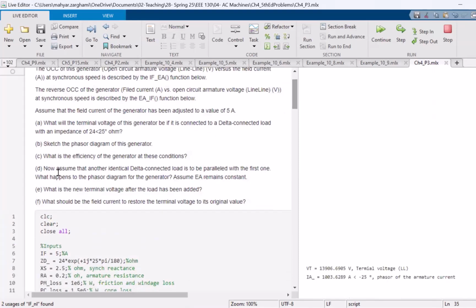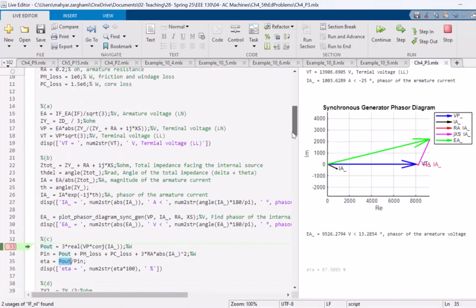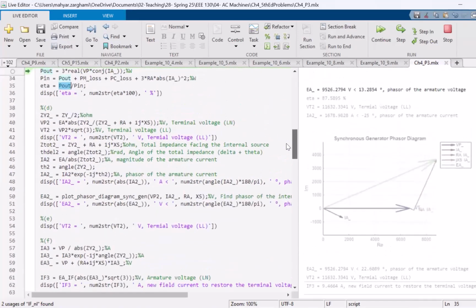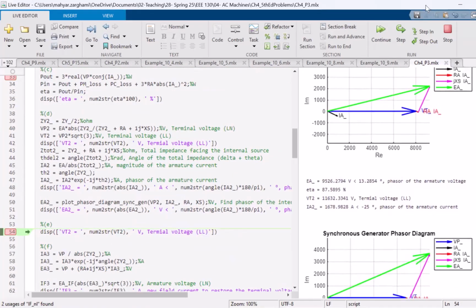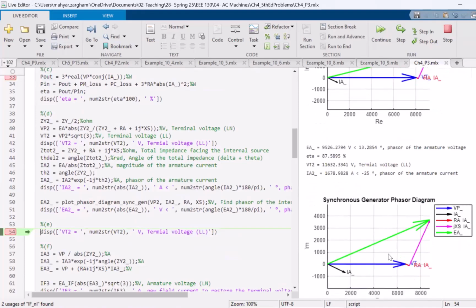Now in part D, it's assuming that another identical delta-connected load is paralleled with the first one. What happens to the phasor diagram? So we just recalculate everything using the new load value. And I've been doing that in here. So this is the first phasor diagram. This is the second phasor diagram.